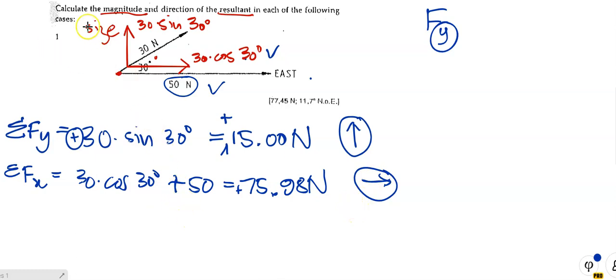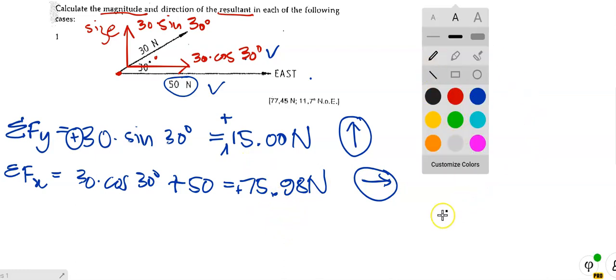Now people, I'm reading my question again. It says calculate the magnitude and the direction of the resultant. Here is the sum of all the vertical forces acting, so the net force acting is 50 newtons vertical. This is the sum of the horizontal forces acting, and we see from this calculation that the net force, that means the resultant force acting, is 75.98 newtons going to the right. But we want the resultant force, right? So from that, we're going to draw this.